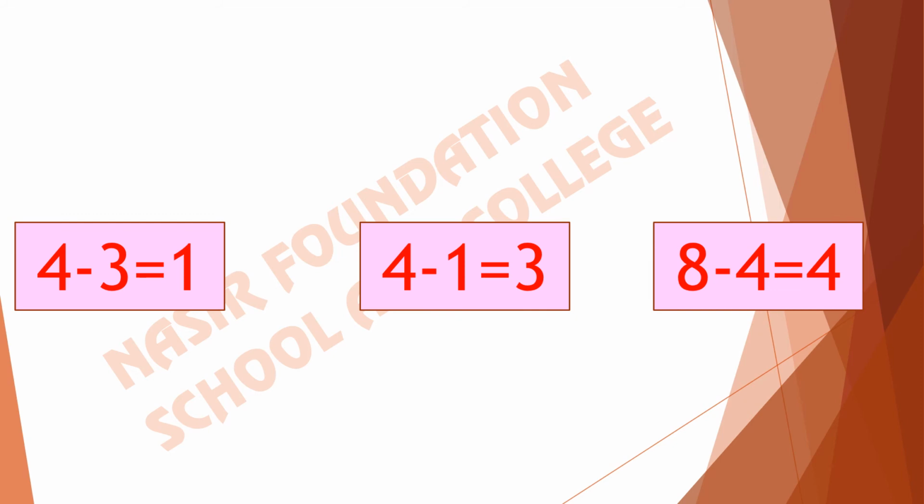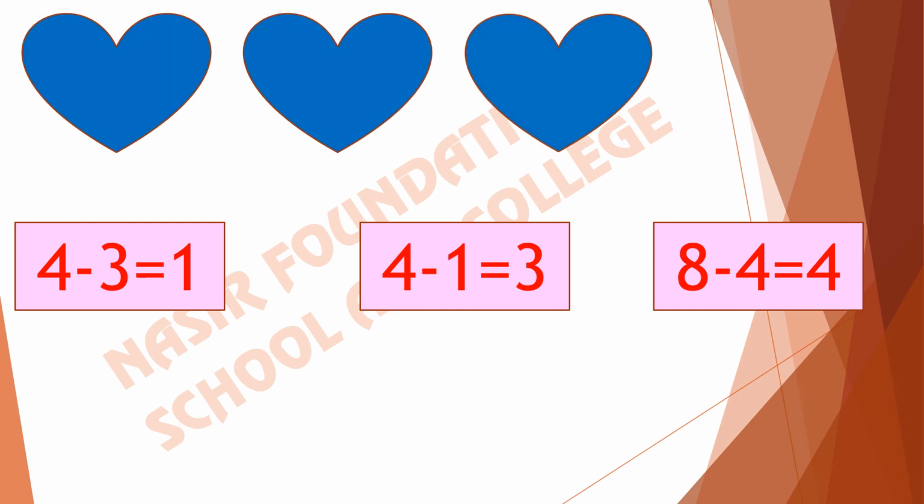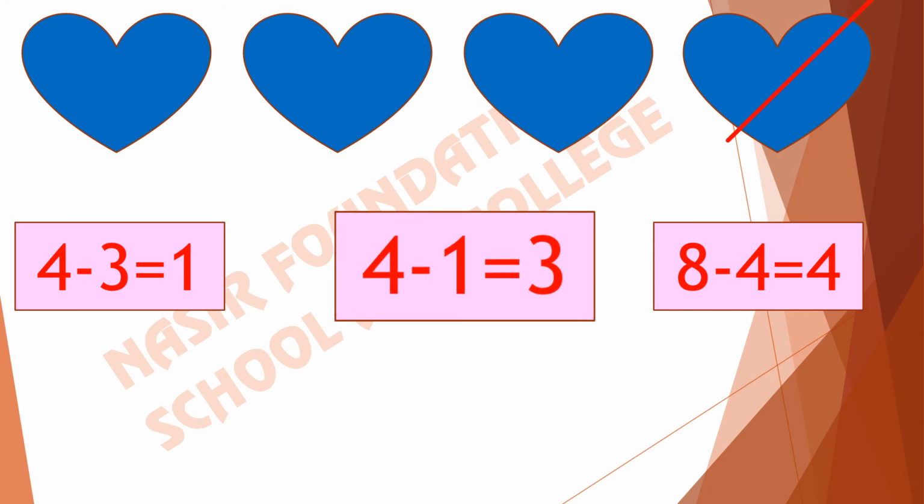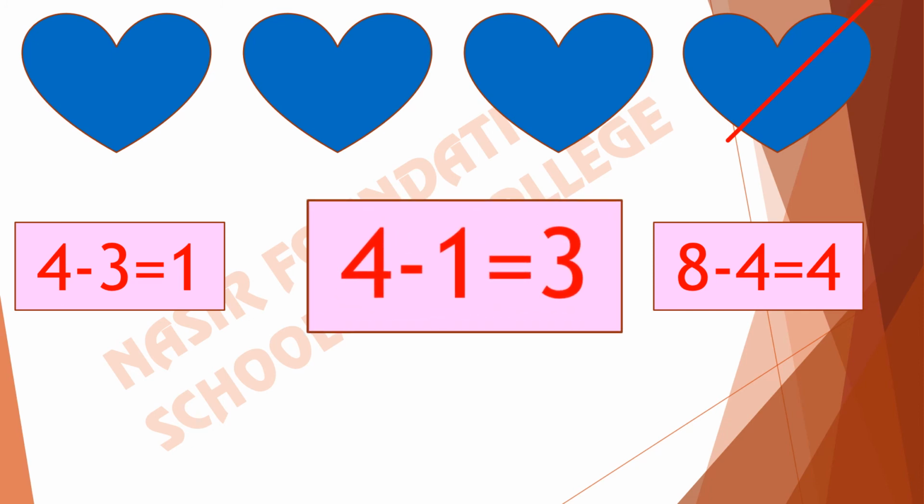Now count the number of hearts. 1, 2, 3, 4. Out of 4, we are subtracting 1. So how many hearts are left? 1, 2, 3. This matches with the 4 minus 1 equals to 3. This subtraction sentence matches with this figure. I repeat, out of 4 we are subtracting 1 and we are left with 3.